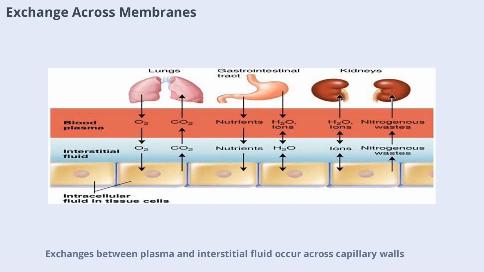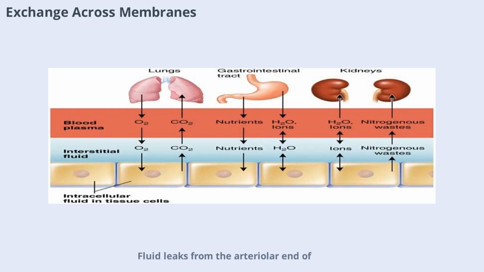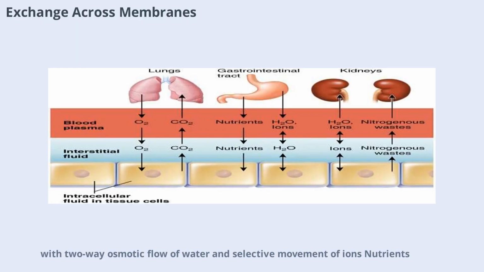Exchanges between plasma and interstitial fluid occur across capillary walls. Fluid leaks from the arteriolar end of capillaries and is reabsorbed at the venule end. Lymphatics pick up remaining fluid and return it to the blood. Exchanges between interstitial fluid and intracellular fluid happen across cell membranes, with two-way osmotic flow of water and selective movement of ions. Nutrients, wastes, and gases move in one direction, ensuring proper cellular function.